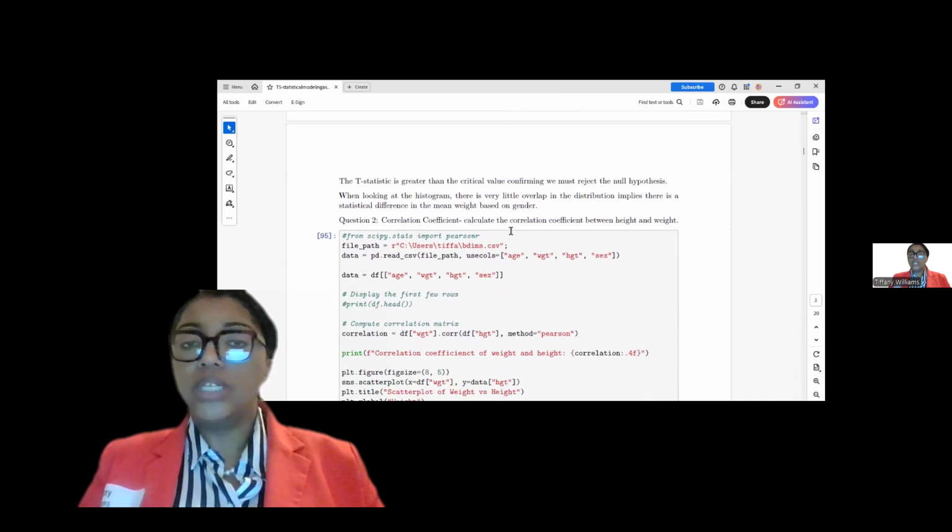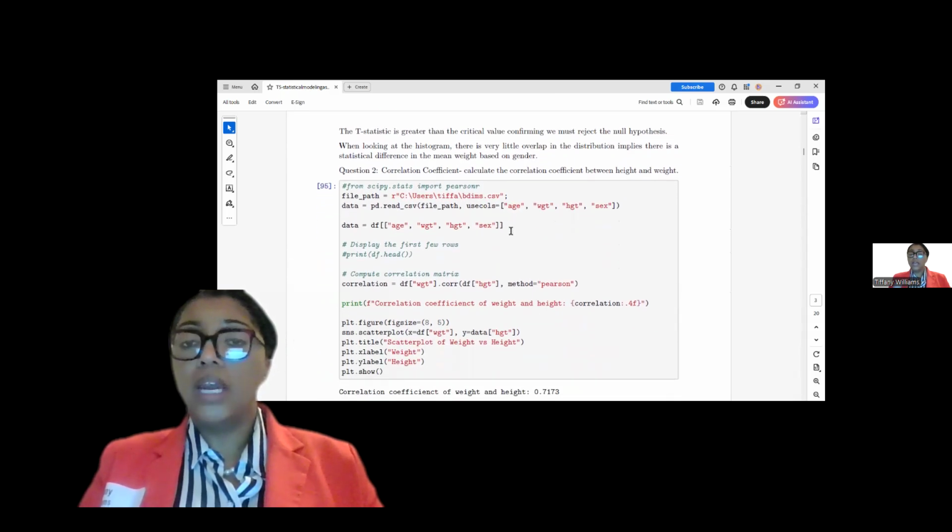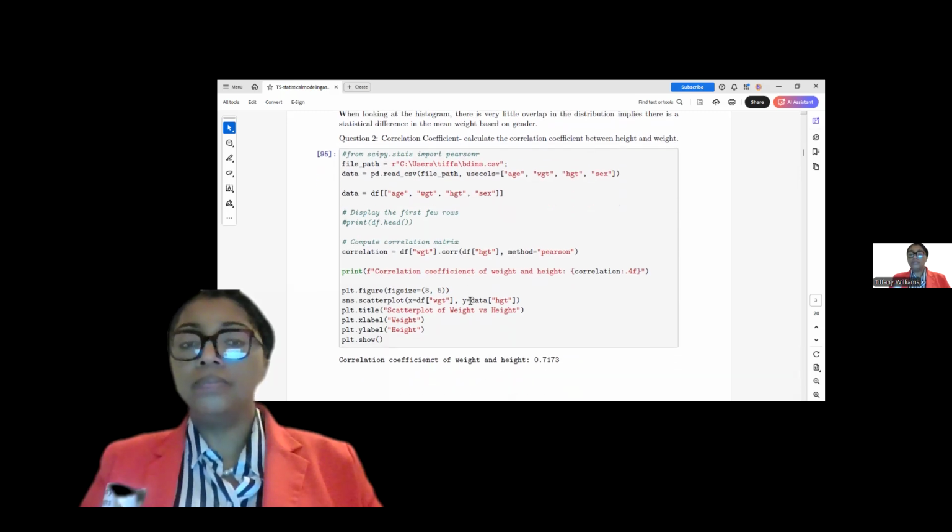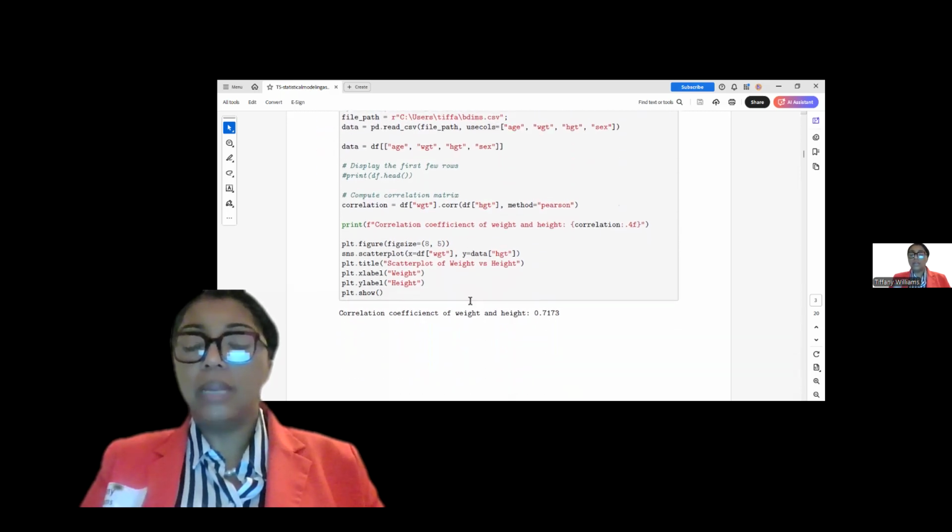Next, we'll do a correlation coefficient between height and weight. We'll use the Pearson correlation coefficient, and we'll also see it on a scatter plot. So the correlation coefficient is 0.7173.